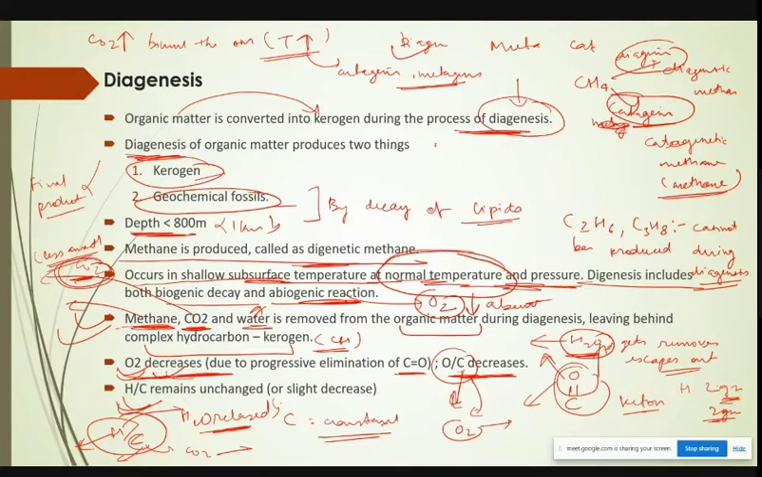Getting it? Hydrogen is being eliminated as H2O and carbon is being eliminated as carbon dioxide. Both hydrogen and carbon are decreasing, so the ratio will remain the same. For example, if hydrogen previously was 2 and carbon previously was 2, the ratio was 1. Now hydrogen is 1, carbon is also 1, so the ratio is again 1. The ratio remains constant with the decrease in hydrogen and carbon.